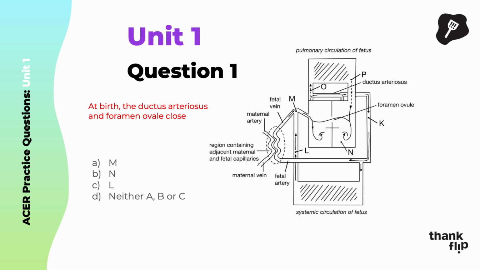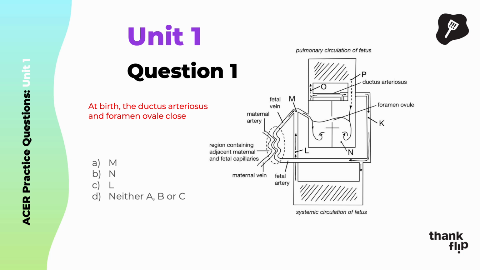In Unit 1, we're given the pulmonary circulation of a fetus in a diagram format, or sort of a flowchart format as well. And we're given some information in paragraphs and we're being asked the following 5 questions. So starting off with question 1, this question is asking us at which one of the following points, M, N, or L, is the blood that's passing through, at which point will it be more oxygenated after birth compared to before birth?